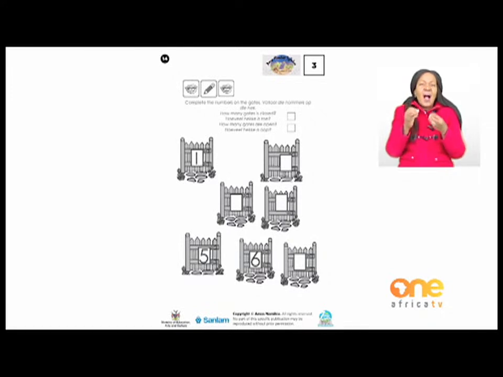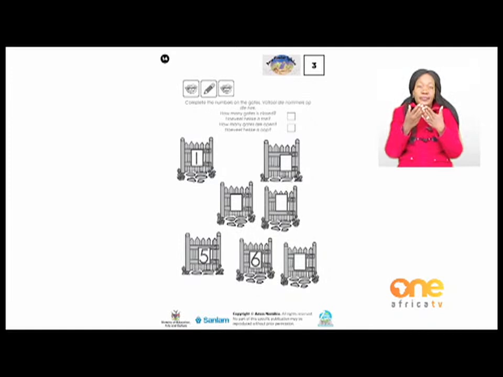How many gates are closed? Let's look closely. Remember, we are on the farm. Can we leave the farm gates open? What will happen to our farm animals? And write the number of gates that are closed in the top box or top block.